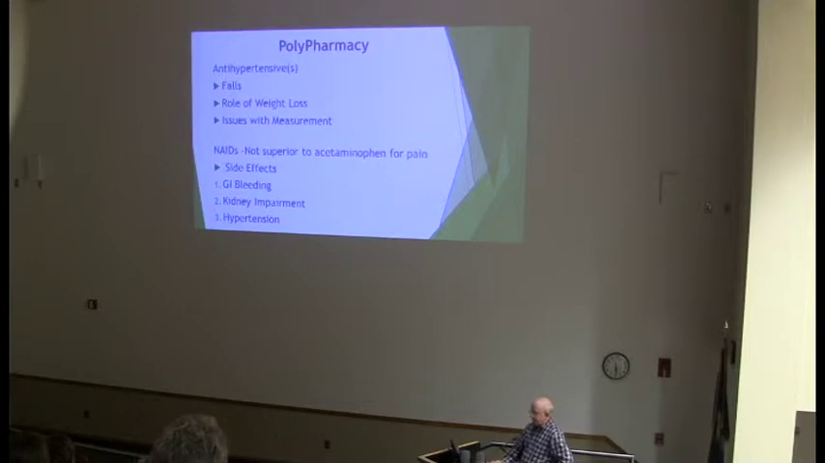Antihypertensives: we worry about weight loss, and the role of weight loss may be that if people are losing weight as they age, now they've lost one of the reasons that they're hypertensive. And you can lower their blood pressure medicines, and then also be careful how their blood pressure is drawn or measured.